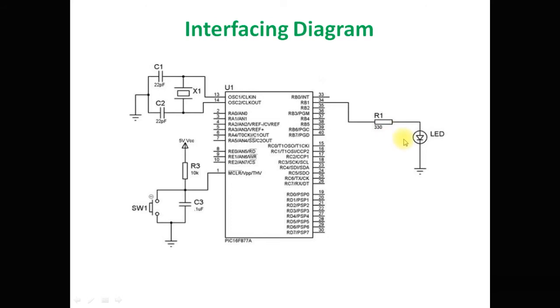While we are connecting the LED to the microcontroller, this current limiting resistor plays a major role. Through the current limiting resistor, we can avoid damage to the LED, and also we can control the brightness of the LED.